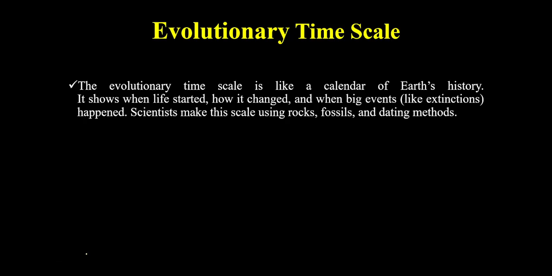Basically, this time scale is a parameter, or we can say a calendar of Earth history. It shows when life started very initially, and due to big events like extinctions, how it changed. Scientists make this scale using rocks, fossils, and dating methods.